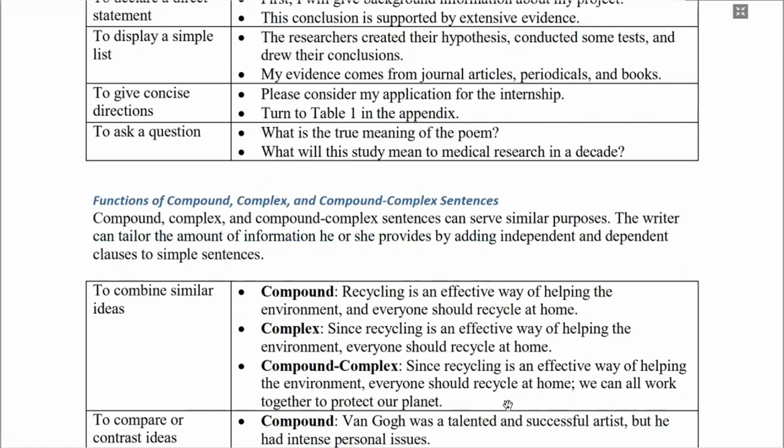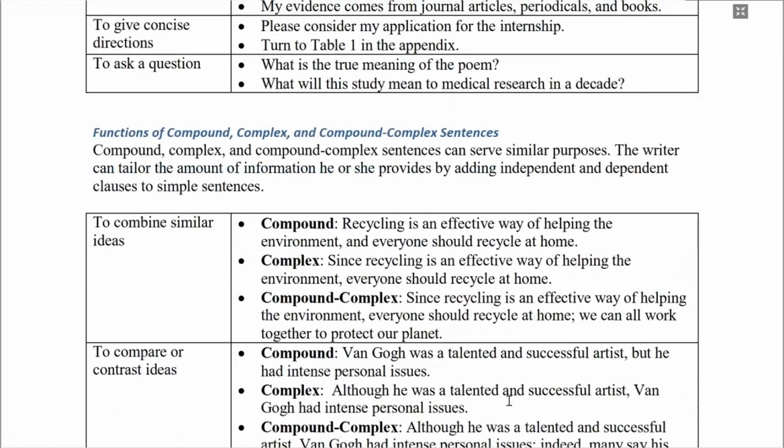You use all these three. They serve a similar purpose. It depends. To combine similar ideas, you can use compound. Recycling is an effective way of helping the environment, and everyone should recycle at home. You could use a complex sentence to communicate this same idea. Since recycling is an effective way of helping the environment, everyone should recycle at home.